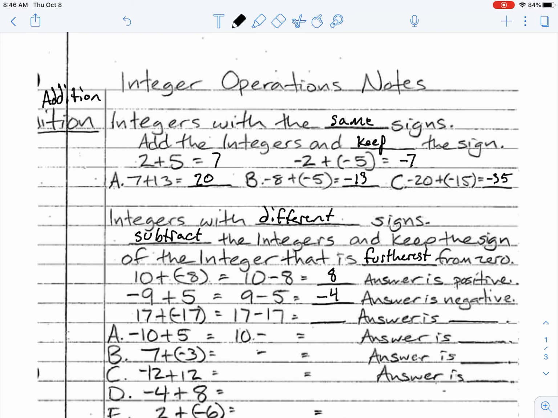Continuing on, we've got 17 plus negative 17. So follow that same rule. We're going to go 17 minus 17 is 0. And the answer is, well, it's not positive or negative, it's just 0, right?